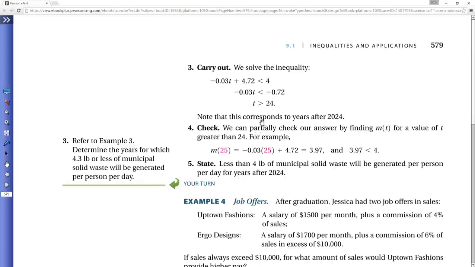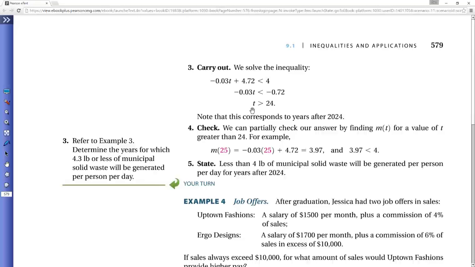So we solve that and we end up with this solution. Now notice that in this deal we had a negative 0.03 t is less than a negative 0.72. Well, what did they do, and all of a sudden they get this t is greater than 24? Well, they multiplied by a negative number or divided by a negative number to get this. Okay, so remember that the inequality needs to reverse. So t needs to be greater than 24.